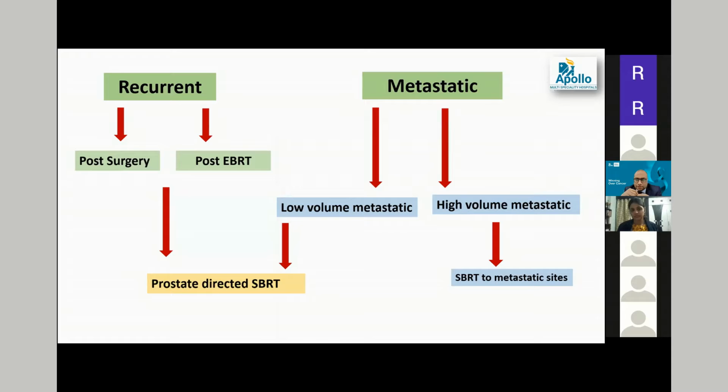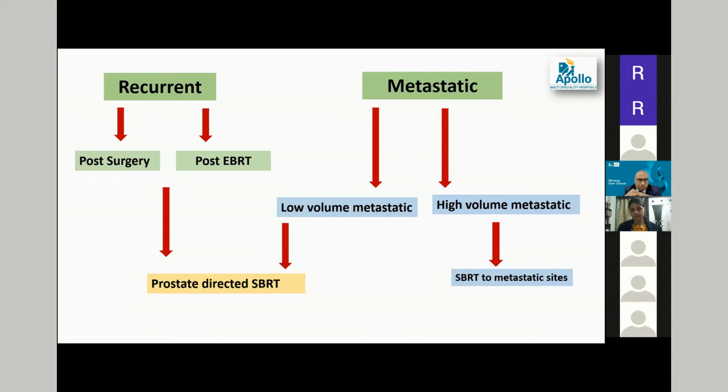So there are two situations I have been asked to discuss today. One is recurrent, another is metastatic. Recurrent carcinoma prostate can be post-surgery, that is post-radical prostatectomy, or post-EBRT. And the metastatic setting can be a low-volume metastatic or an oligometastatic setting, which we know is gaining importance every day, and a high-volume metastatic setting.